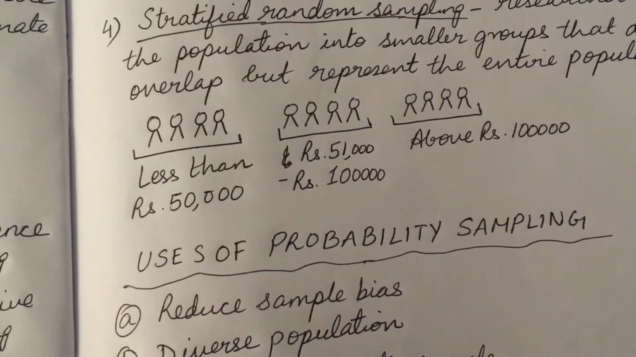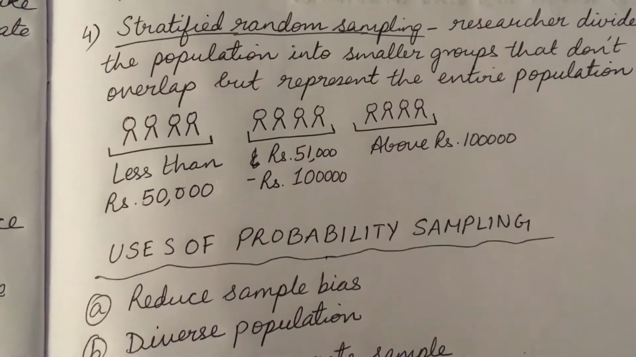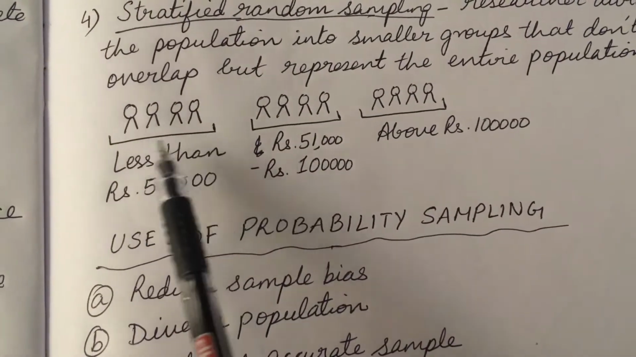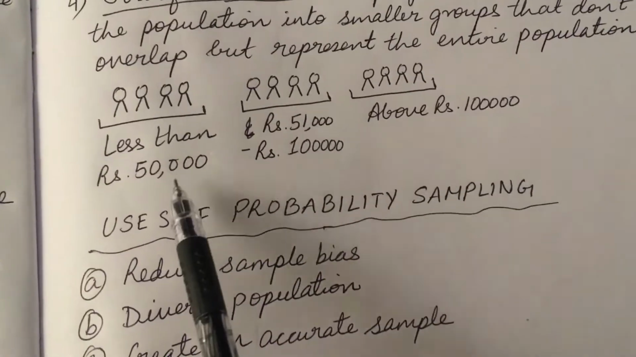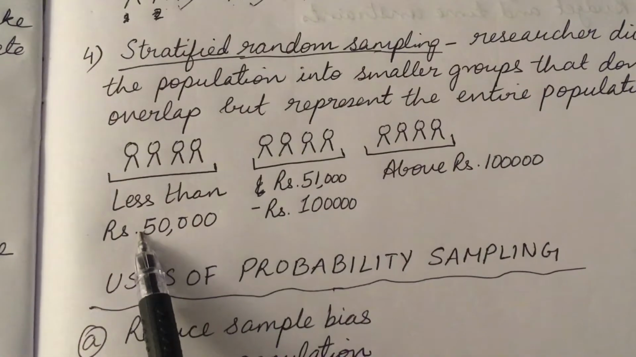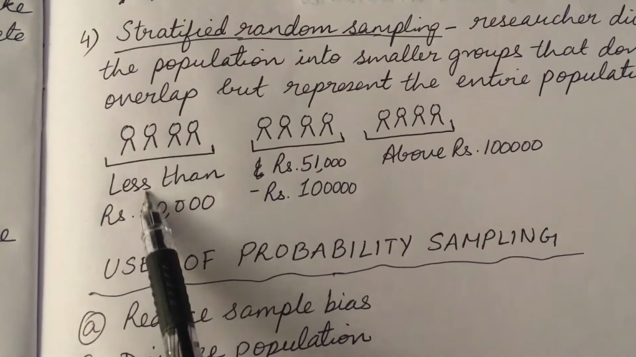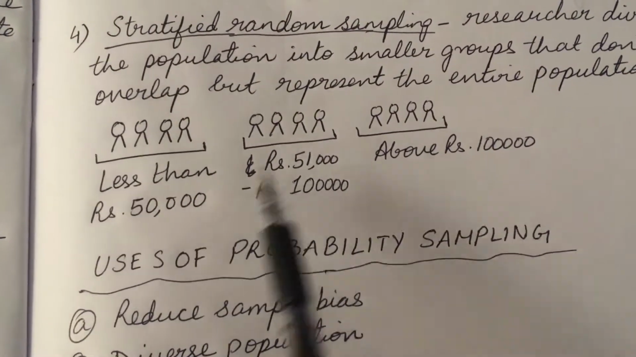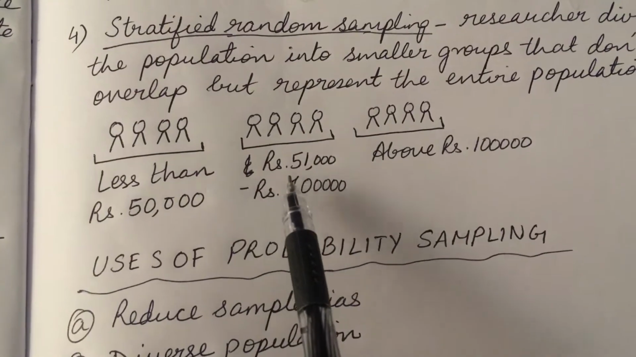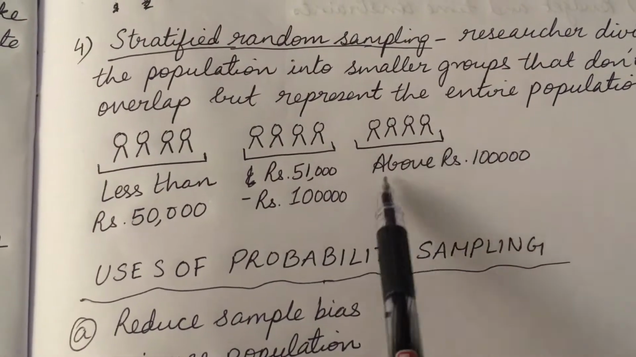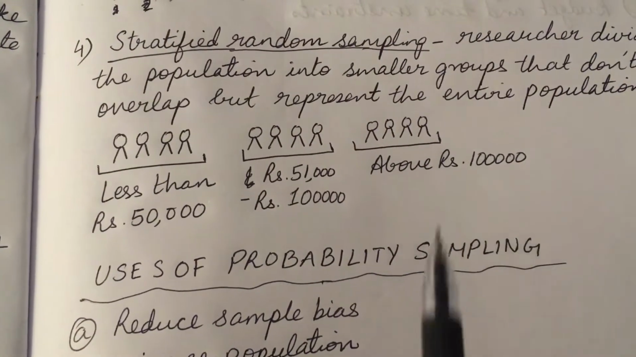For example, here I have grouped my sample in this way. So this is on the basis of salary. This group earns less than rupees 50,000. This group is rupees 51,000 to rupees 1 lakh, and this group above rupees 1 lakh.